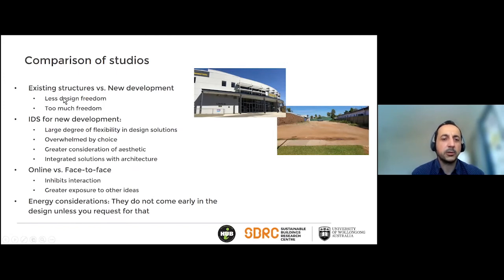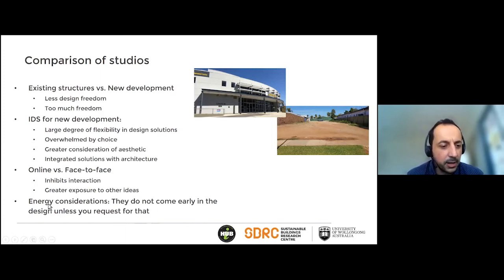with existing structures, you got less freedom. I mentioned that. With the new developments, you have too much freedom, in a way that the students are overwhelmed by choice, and you probably need a little bit more time when you are working with plain sites to develop a final design. And again, some things that will come up later on in these presentations: the face-to-face studios worked a lot better than the online ones. With Zoom it is a bit more difficult to have conversations.